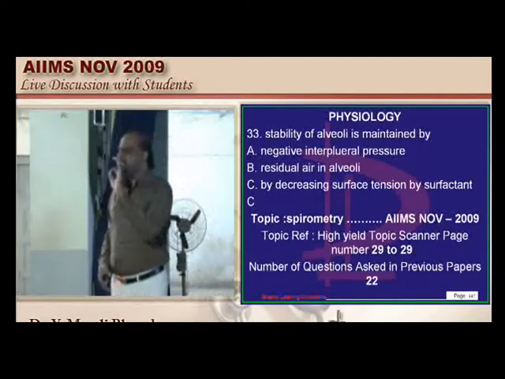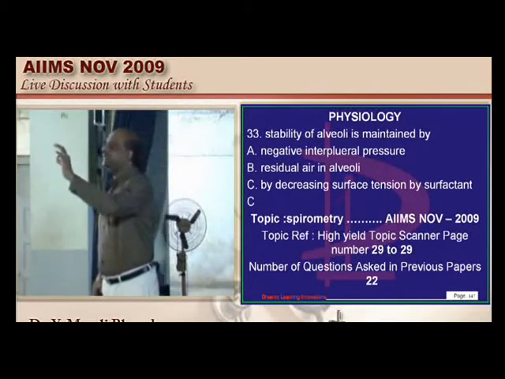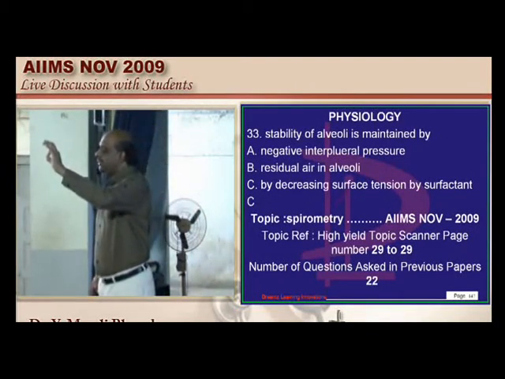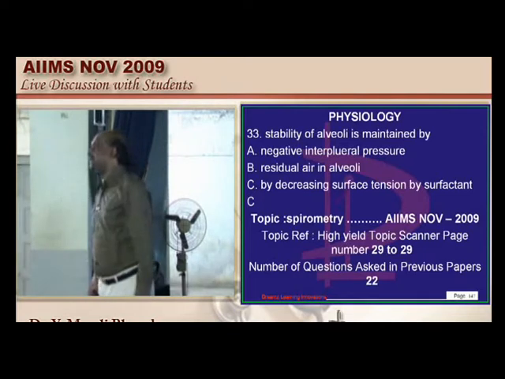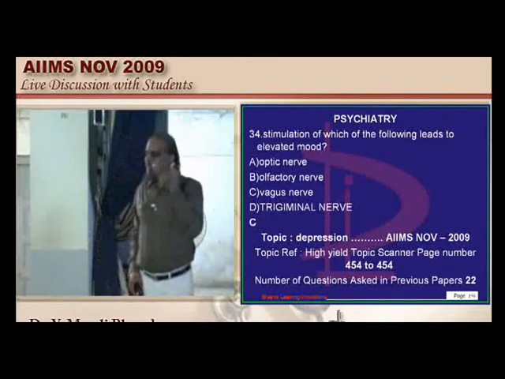What maintains the stability of the alveoli? You all agree with me. It is surfactant, which reduces the surface tension, which is important for maintaining the stability of the alveoli. Now for the elevated mood, what is required?